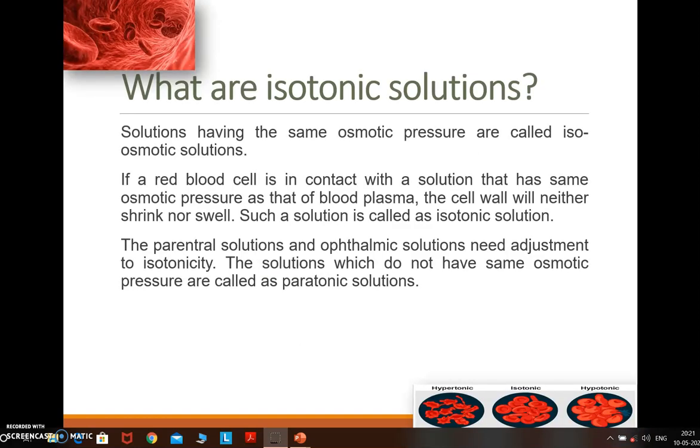So, before we start solving the sums, let us first discuss what are isotonic solutions. As everyone knows, the RBCs have a specific shape. RBCs, that are your red blood corpuscles, have a specific shape. Do you know what keeps them in that particular shape?